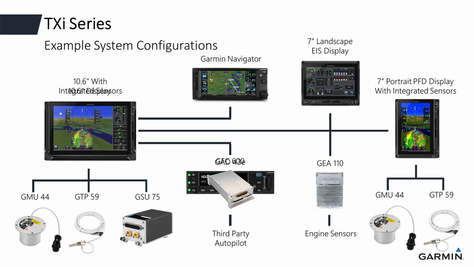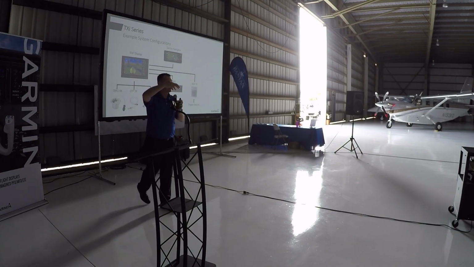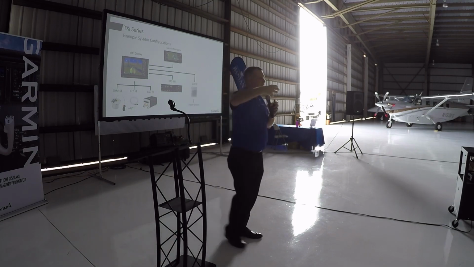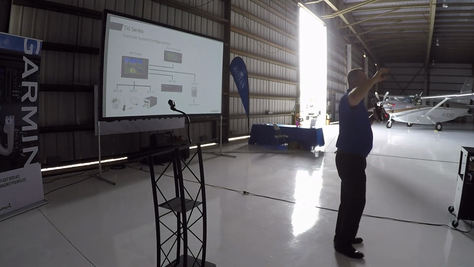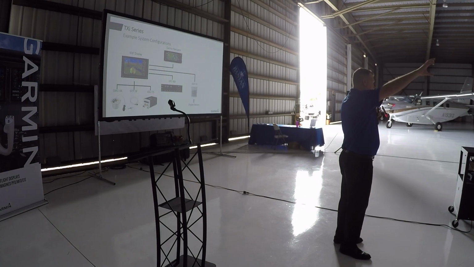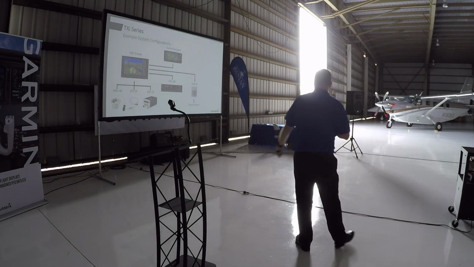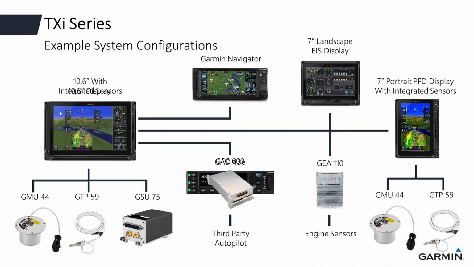Either way. And the engine sensors from the GEA 110. That GEA 110 can either be mounted on the back of the display, or it can be mounted in the engine compartment. It's hardened and environmentally sealed. So some of the installers are going to want to mount it closer to the engine to help fix the wiring. And then you can put an optional display for the copilot side as well, with its own AHRS air data computer.